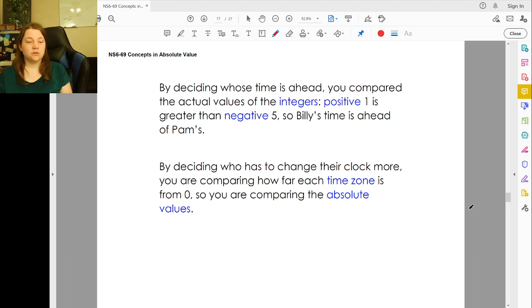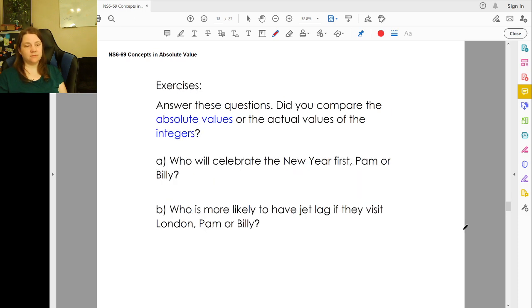By deciding whose time is ahead, we compared the actual values of integers. +1 is greater than -5, so Billy's time zone is ahead. By deciding who has to change their clock more, you are comparing how far each time zone is from 0, or the absolute value.